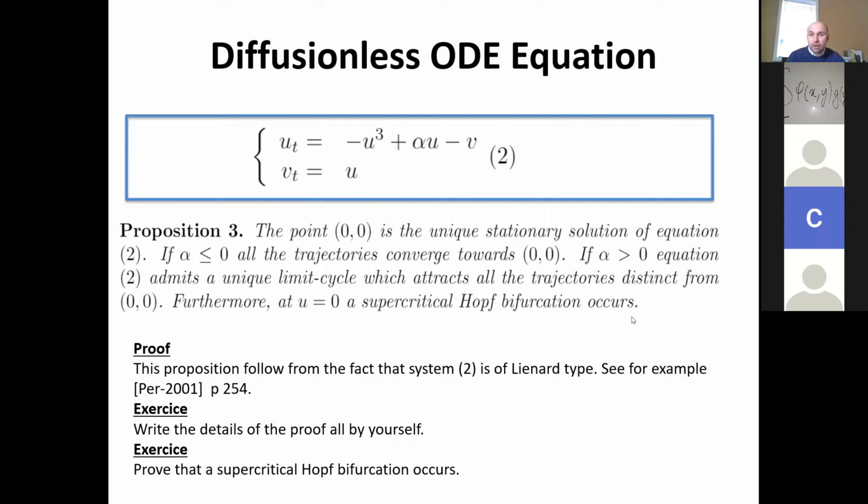I will give the proof of the general result, that every solution which is not 0, 0 converges to the limit cycle. I will do it quickly on the board.